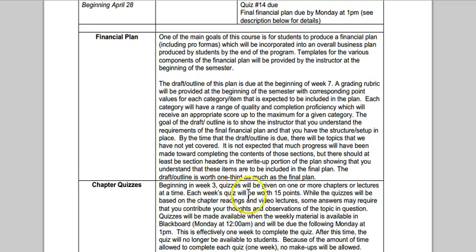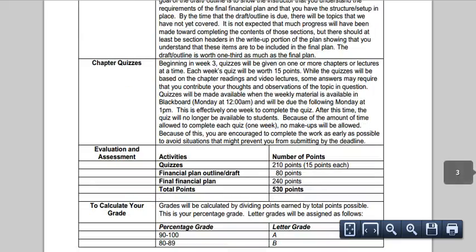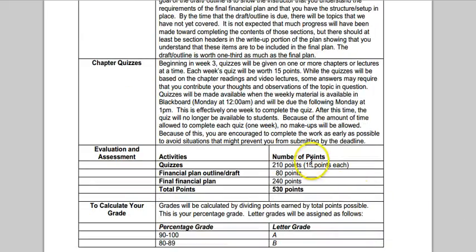I talked about the chapter quizzes, 15 points as you can see here. The syllabus talks about the total number of points available for the semester, and you can see that the quizzes are 210 points out of 530. So if you attempt and do well at all of the quizzes, you're getting close to 40% of the total number of points available for the entire semester. So that is very important.